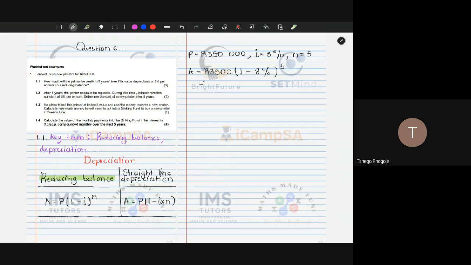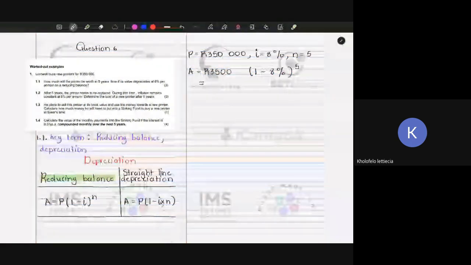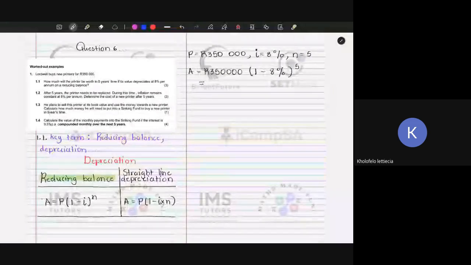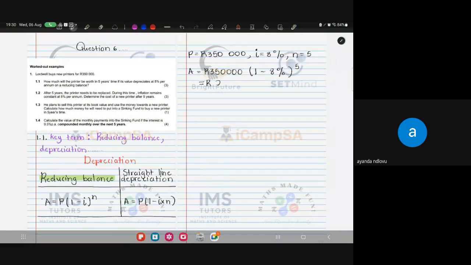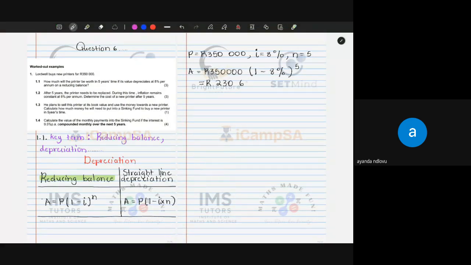What do we get? So the printer is now 350,000. It is depreciating at 8%. How much will the printer be worth after 5 years? Oh, I need to put in more zeros. So there, you wrote 350,000. Yep, and I want you to give me the answer. There you go. What is the answer? $230,678.53.